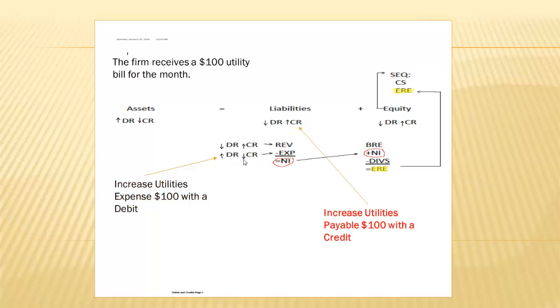We increased utilities payable by $100. We haven't paid it yet, so we owe it. So that's a liability. And remember, we increase liabilities with a credit. So look what happened here to our equation. On this side, we increased liabilities and we decreased equity. So it's a wash. We increased this side by $100 and then we decreased it by $100, so our equation is in balance.